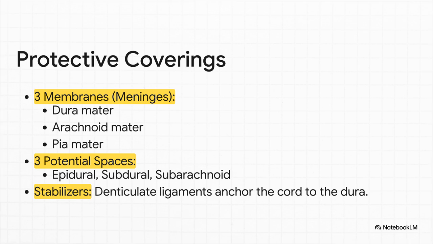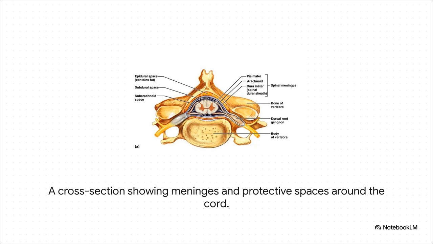And for extra stability, you have these little structures called denticulate ligaments that anchor the cord to the dura on either side. And this slide right here is fantastic because it lets us see everything we just talked about. Let's trace it together. Right there in the middle, that's the spinal cord. The very first thin layer wrapping it is the pia mater. See that space just outside it? That's the subarachnoid space. The next layer is the arachnoid mater, followed by the potential subdural space, and then that thick, tough outer layer, the dura mater. And finally, on the very outside, you have the epidural space. This view really makes those protective layers click.